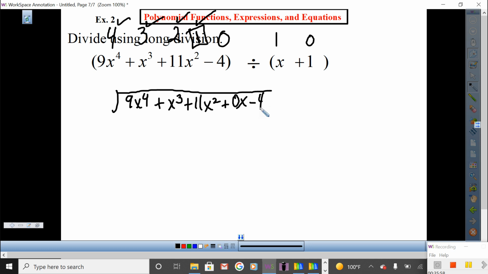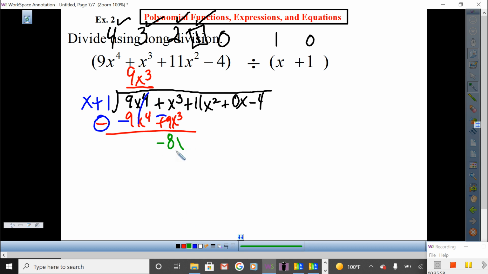Hands up if your setup looks like that. Okay, good. Let's go. My divisor, x plus 1. And then we start. What times x gives us 9x to the 4th? Well, 9x cubed. So that gives us 9x to the 4th plus 9x cubed. I'm going to subtract, which means what? Distribute this negative here and here. This cancels. Negative 9x cubed plus 1, that's negative 8x cubed. Bring down the next term, which is 11x squared.